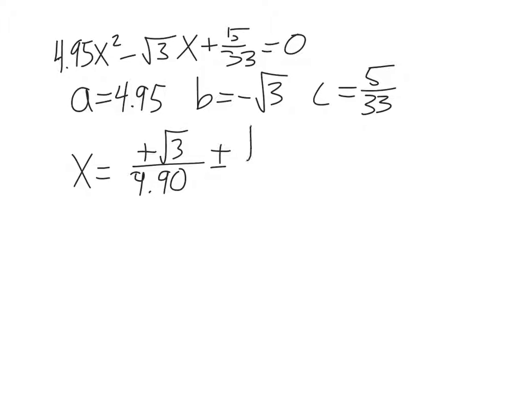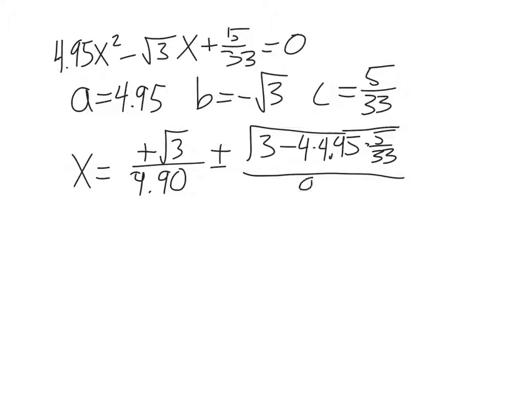plus or minus the square root. B squared is going to be 3, minus 4 times 4.95 times 5 over 33. I'm going to get my calculator out for that, because I'm not doing that in my head. So we got 4 times 4.95 times 5 over 33, which happens to be, oh, that's exactly 3. 3 minus 3 is 0. Wow, that's weird. So that's over 9.9.